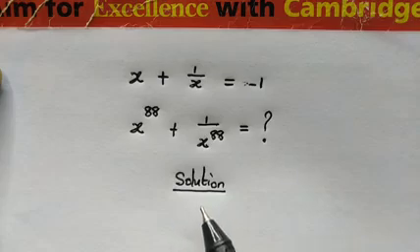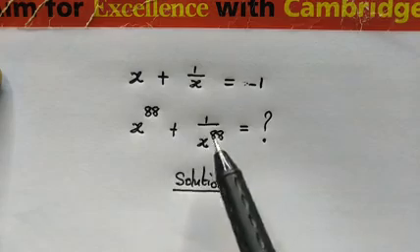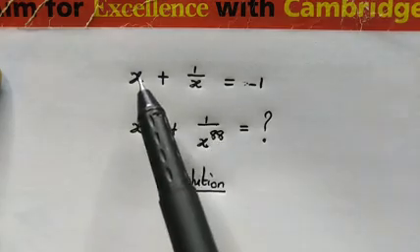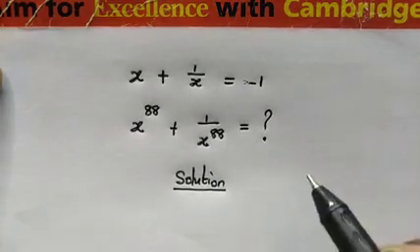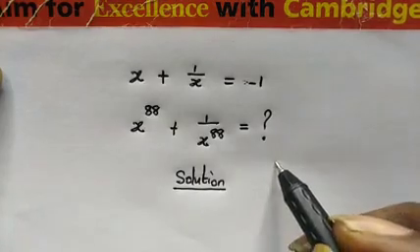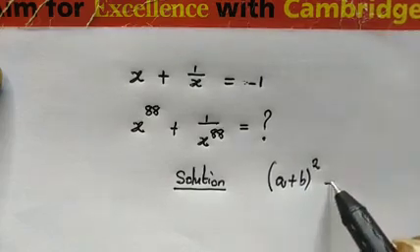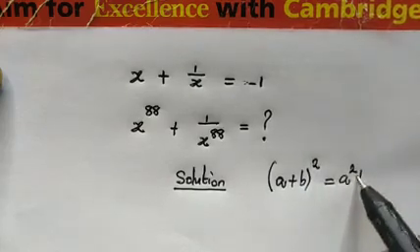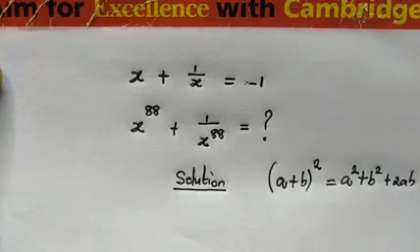So what do we do? We can actually evaluate x to the power of 88 plus 1 over x to the power of 88 without finding the roots of this equation. So this is what we're going to do. Here in this video, we're going to make use of this identity. a plus b squared is equal to a squared plus b squared plus 2 times a times b.